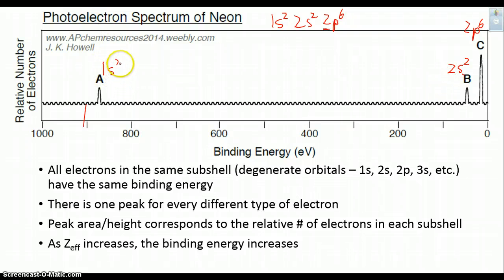And this makes sense to be the highest energy ones and binding energy because it is the closest to the nucleus. So that would have the most amount of attraction towards the nucleus. All right, let's try another one.